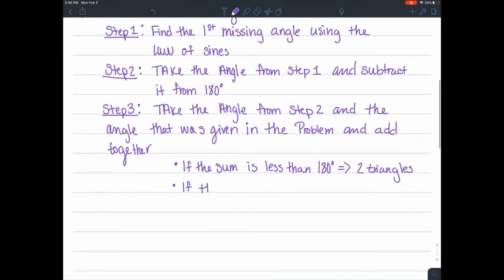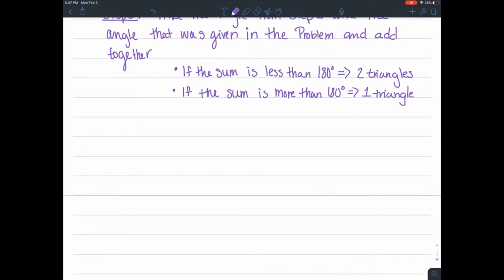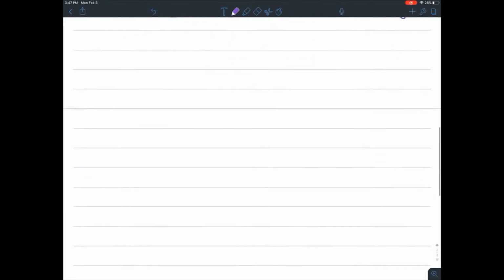If the sum is more than 180 degrees, you only have one triangle. Okay, and then you have to solve it. You have to solve both triangles. If there's two triangles, you have to solve both of them. If there's only one triangle, then you got to get the information for that one triangle. All right, let's jump into some examples.